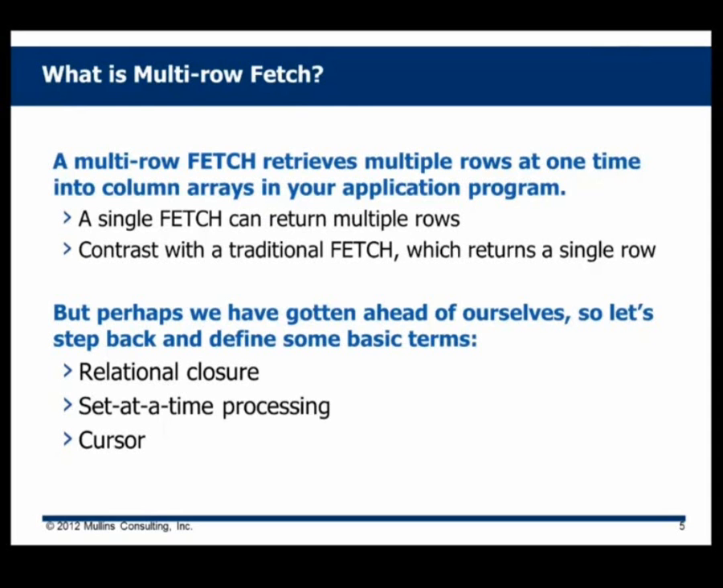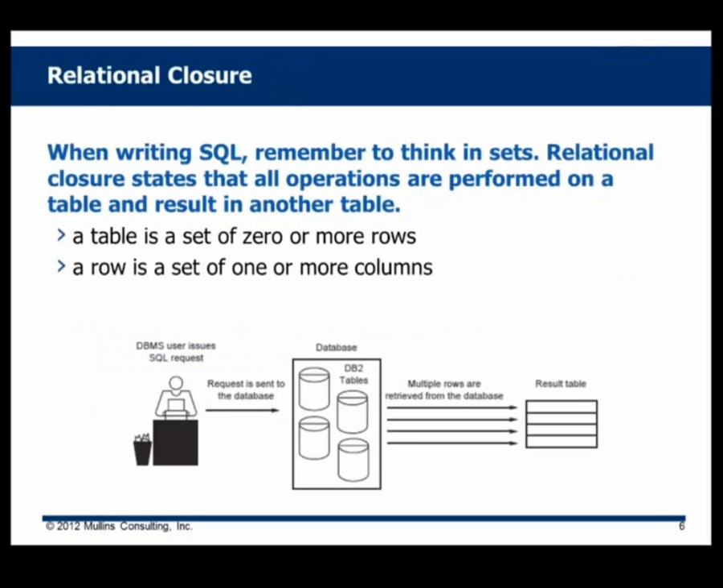Okay, that's high level, but maybe we've gotten a little bit ahead of ourselves. So I really want to go back and define some basic terms quickly here with relational closure. You really need to remember that when you're writing SQL, you have to think in sets. And what relational closure means is that all operations that are performed on a table result in another table. And a table is a set of 0 or more rows and 1 or more columns. So you start with a table, you end with a table, and that's the beauty of the relational database.